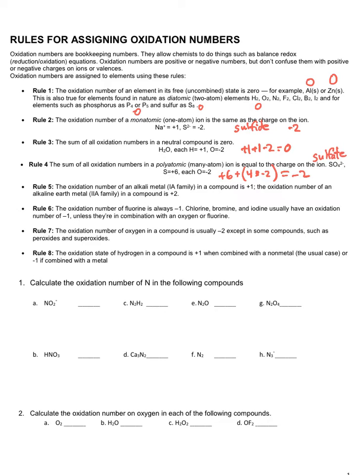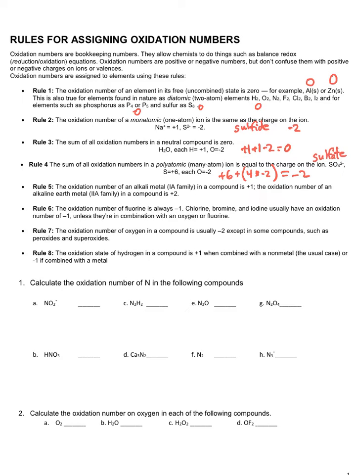Rule number 5. The oxidation number of an alkali metal atom in a compound, such as lithium, sodium, potassium, is +1. Likewise, the oxidation number of an alkaline earth metal, group 2A, in a compound, such as beryllium, magnesium, calcium, is +2. Those are the only charges those metals ever get. So when they're charged species or ions, they're going to have those particular oxidation numbers.